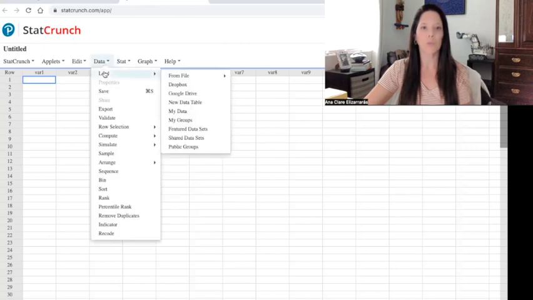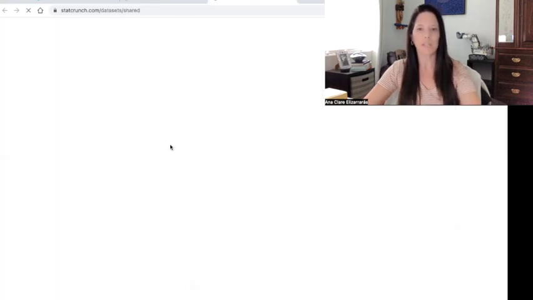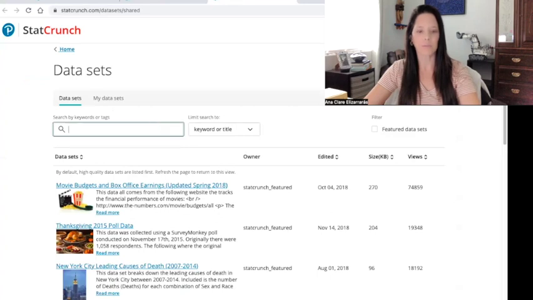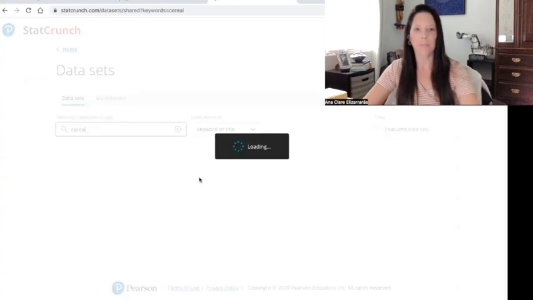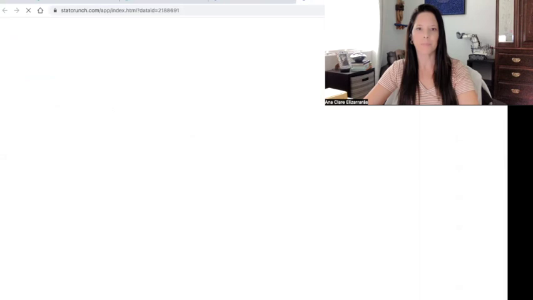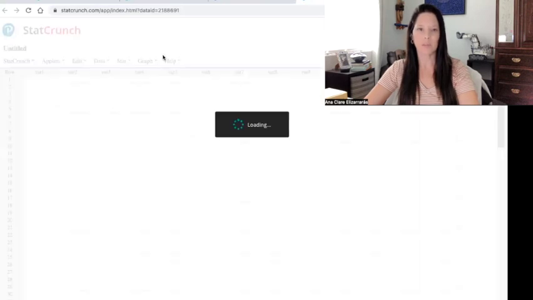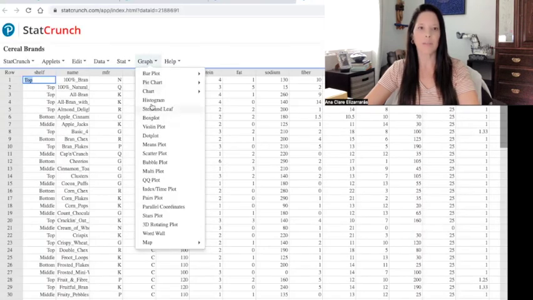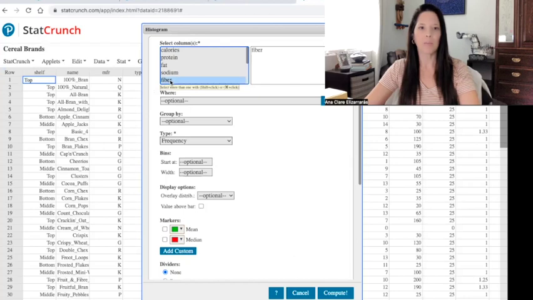We're going to go to load, shared data set, and we search for cereals. We want the StatCrunch featured. And then we're going to graph histograms. We graph histograms, and we want fiber and sugar.